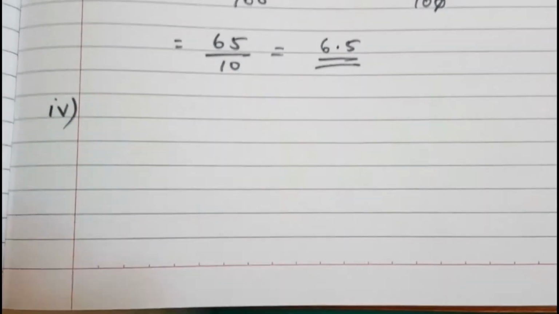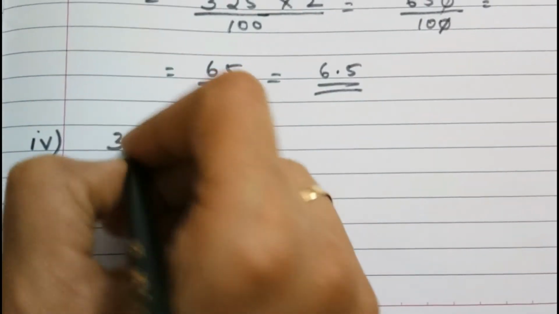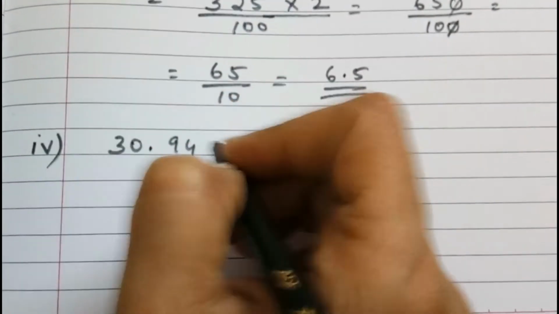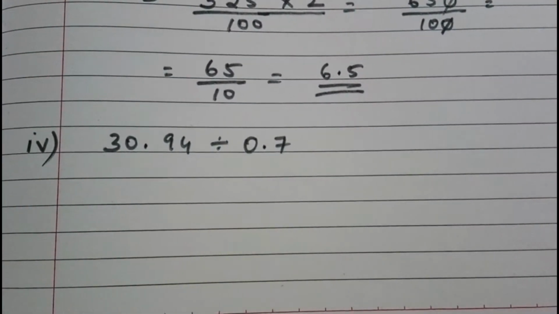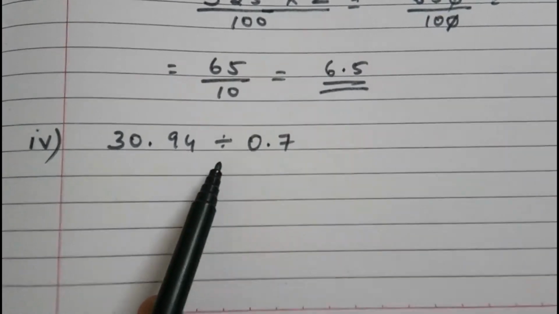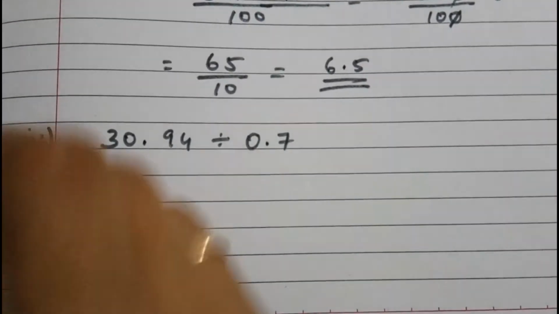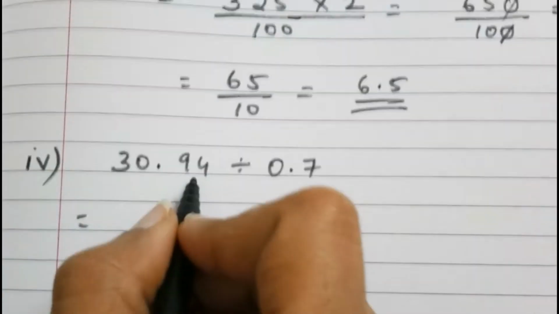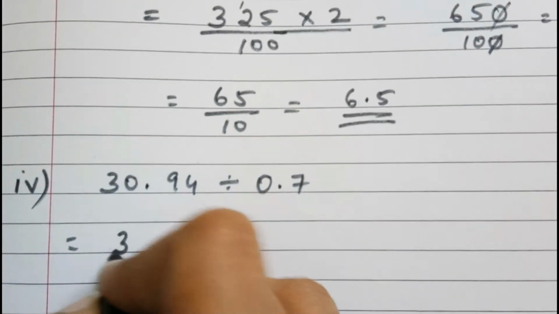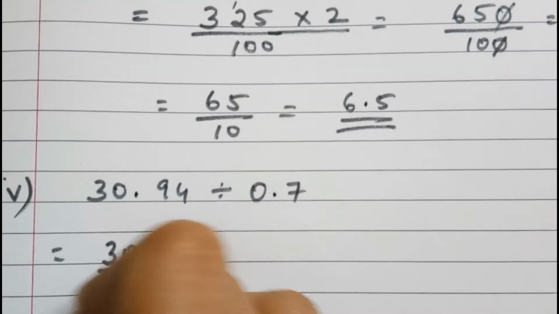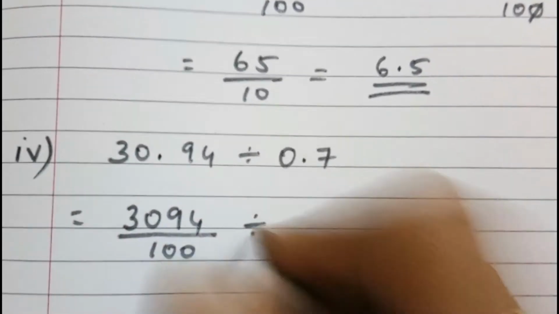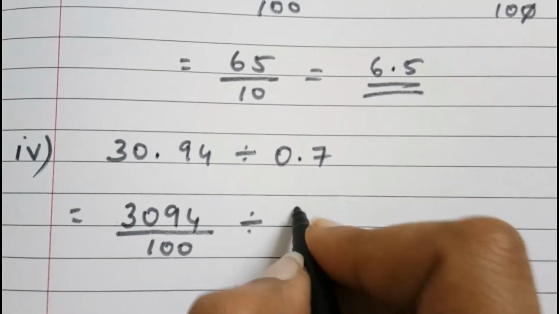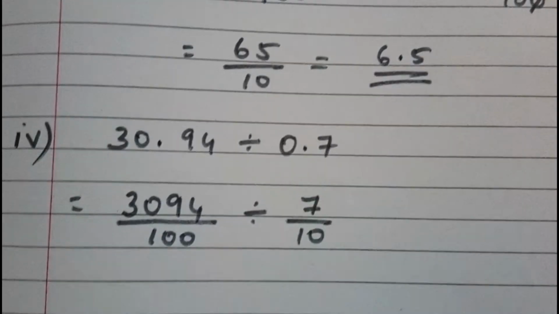Now the sub question number 4 says 30.94 divided by 0.7. 30.94 divided by 0.7. So how can we write this? Since there are two numbers after the decimal point, 3094 by 100 divided by, there's only one number, so it can be written as 7 by 10.